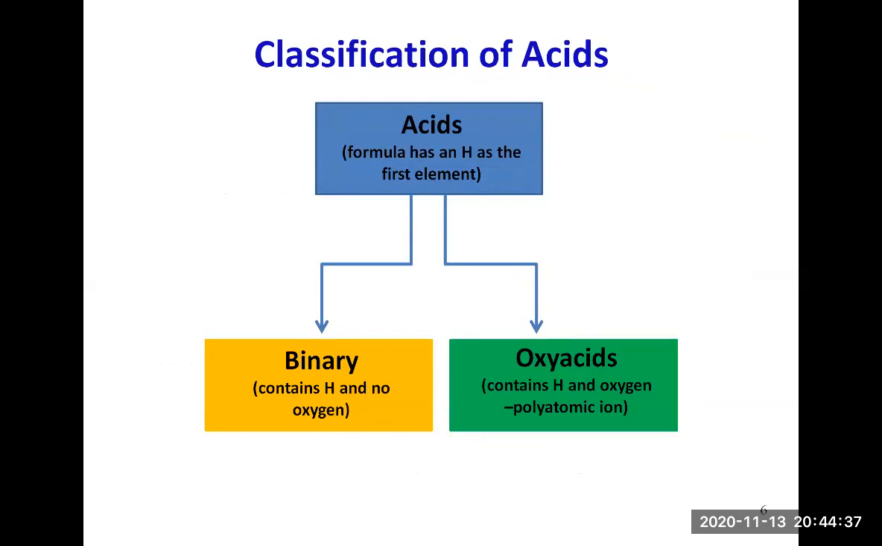So if you classify acids in two general categories, acids are molecular compounds that have H as the first element in the formula. And then there are the binary acids that contain hydrogen and no oxygen, and the oxyacids that contain hydrogen and then oxygen. And this is typically a polyatomic ion. You will see that oxyacids are made of a polyatomic ion and hydrogen.